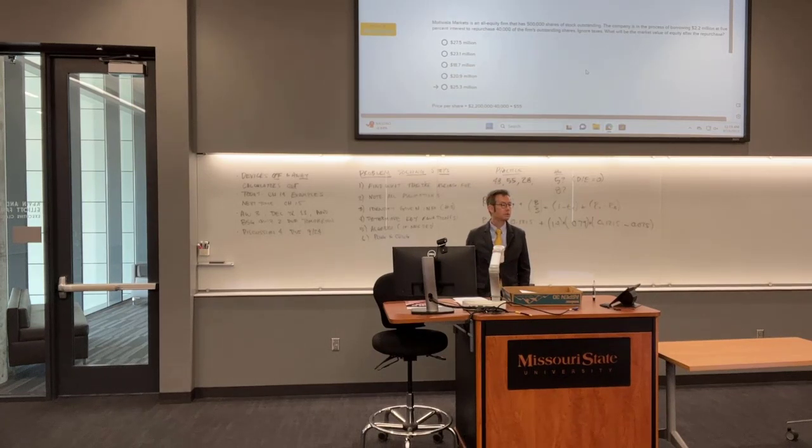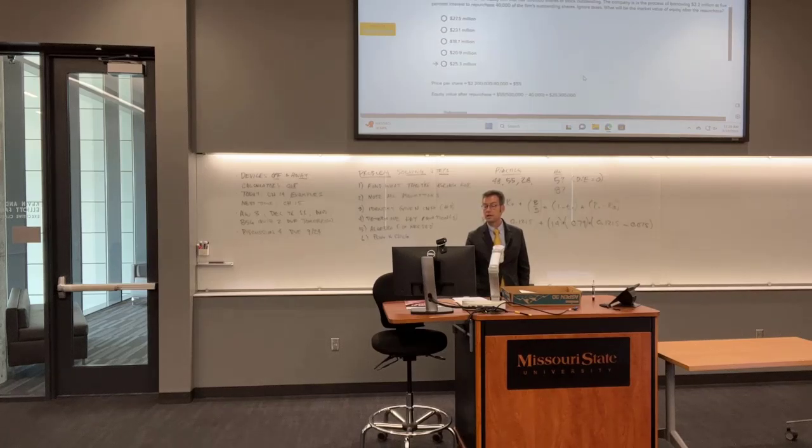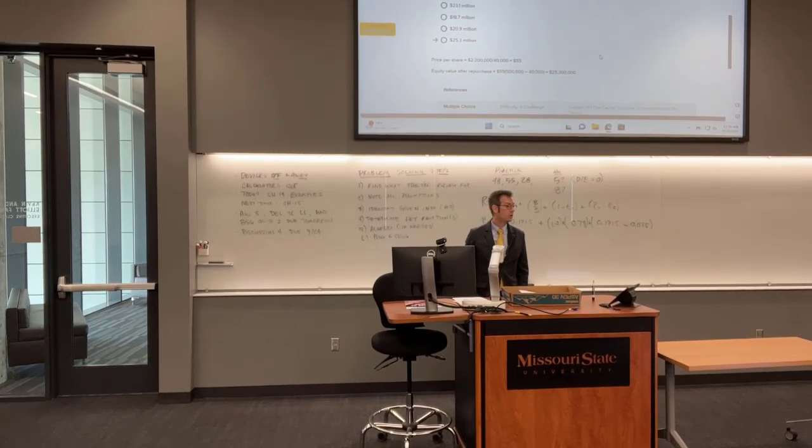What do you think the first thing we do is? Divide 2.2 million by 40,000. Yeah, and why are we doing that? To see how much each share costs. Yep. Now, how many shares are going to be outstanding after we do that? 460,000, and we're going to multiply that by 55, and that's going to give me 25.3 million. Not a big problem there.